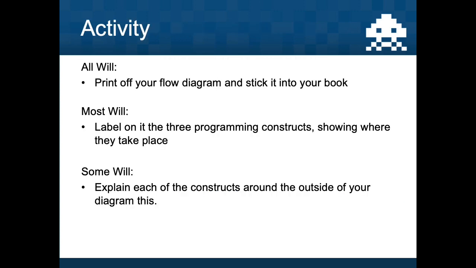Now at this point, I'd like you to print off your flow diagram if you're able to, and if not, print screen it into something like Microsoft Word. I'd then like you to label on your diagram the 3 programming constructs showing where each one takes place. Ideally, I'd also like you to add some explanation of what each one of the programming constructs means. Now, if you flick back to the previous slide, you can have a look at mine and think about where my different examples sat. Hopefully on your diagram, you've got each of those at least once and will be able to label that on. Pause the video at this point and take a go at labeling your diagram, either printed out in your book or print screened and placed into Microsoft Word.